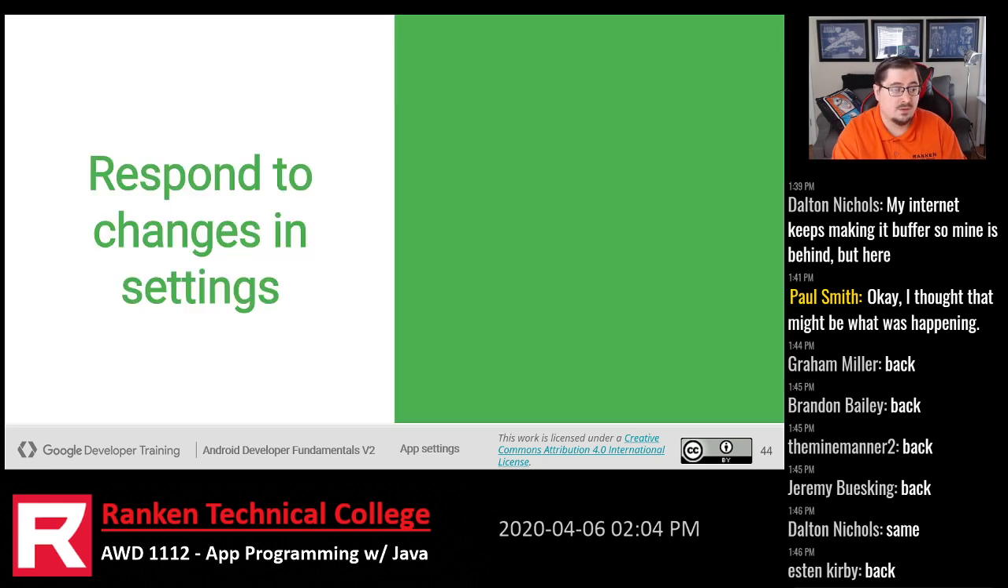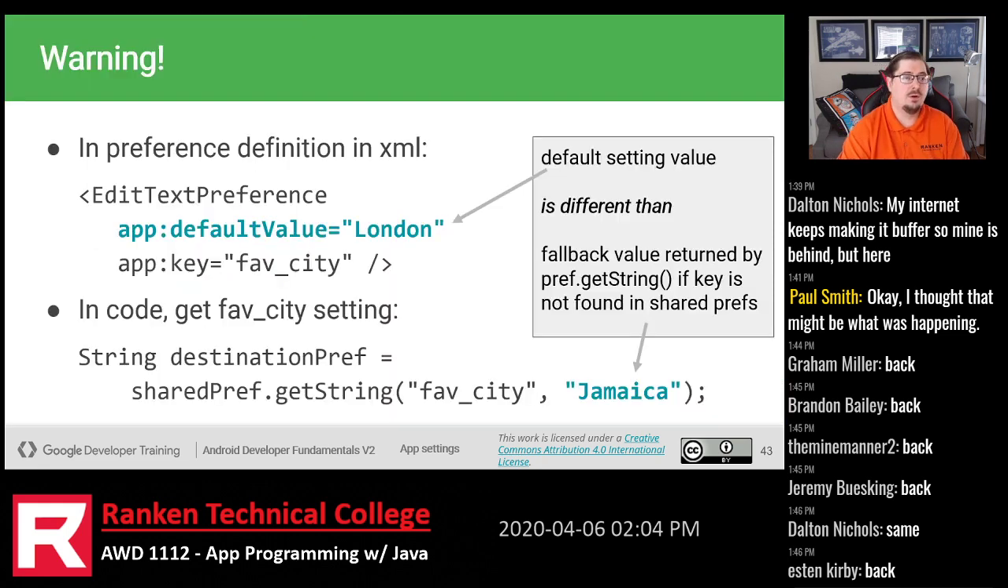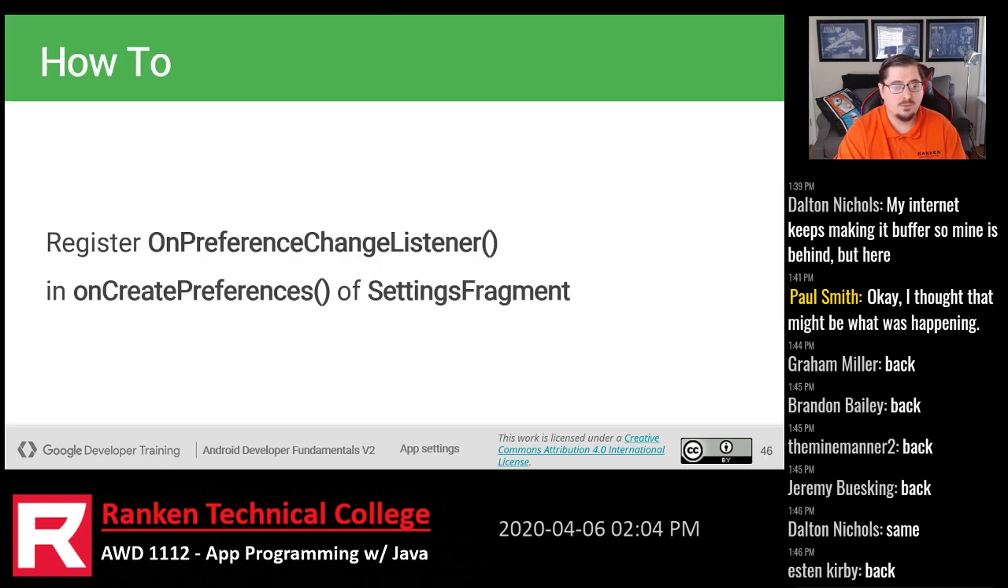So how do I respond? In order to do that listening, I'm going to need to register an onPreferenceChange listener in the onCreatePreferences method of the SettingsFragment.